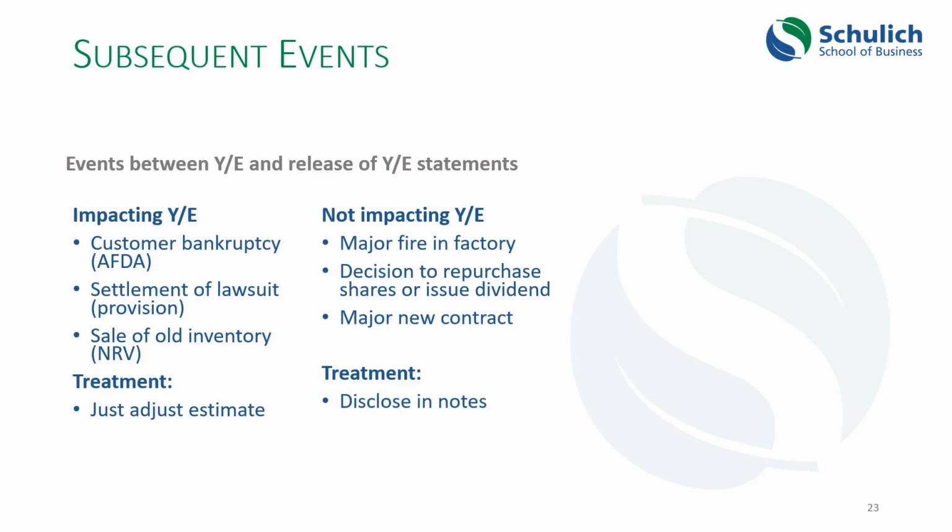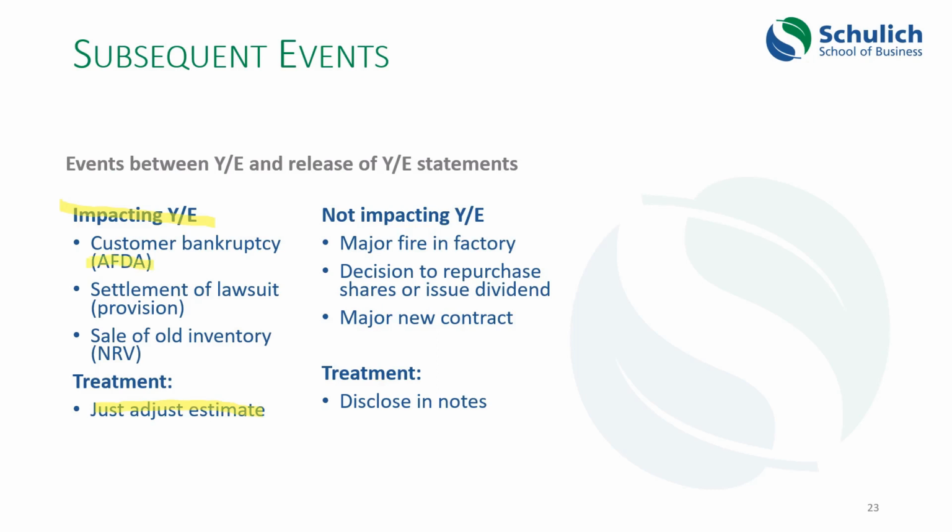Subsequent events is not really a liability, but it's just something I like to throw into this section of the course so that you can understand it. There are two kinds of subsequent events. A subsequent event is something that happens between the fiscal year end and the point of time at which you release the year-end statements. If this event is something that impacts the year end, then you should adjust any of the estimates that you've got in the year-end accruals in order to update them.